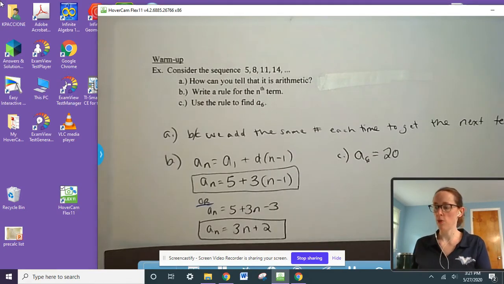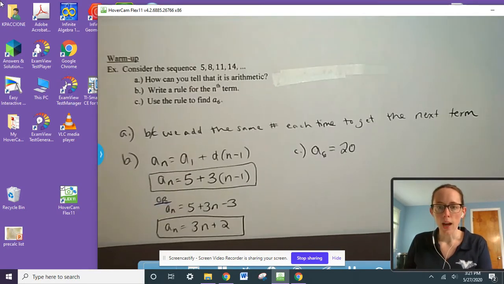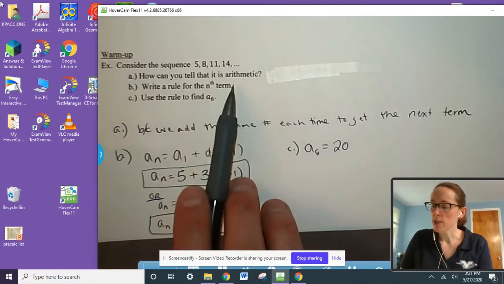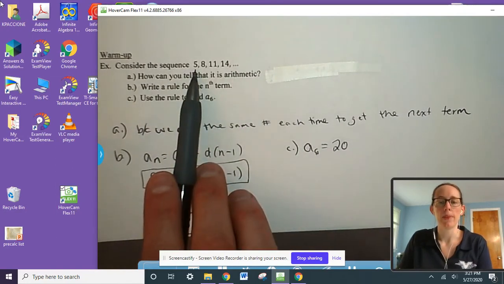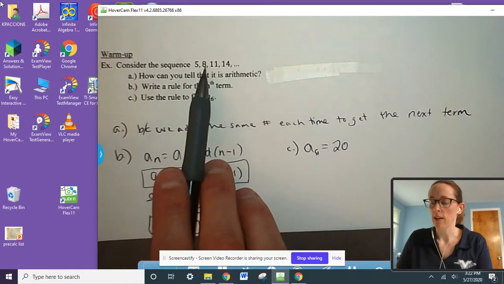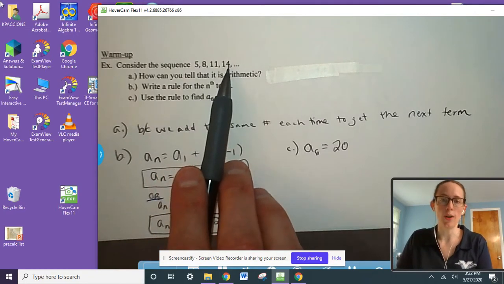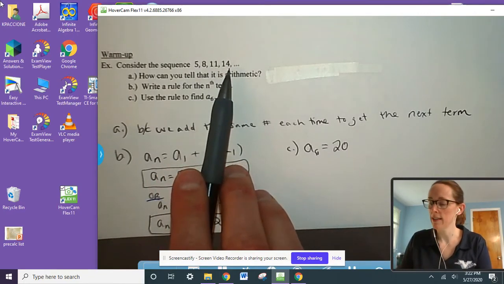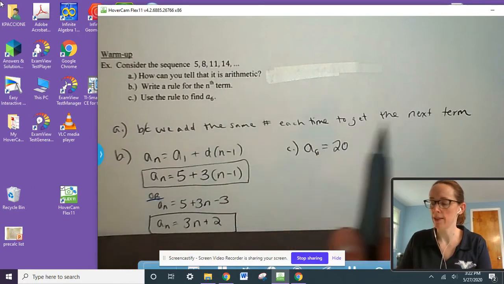Okay, we can tell this is arithmetic because we're adding the same number every single time. We're adding 3, adding 3, adding 3. The next term would be 17, then 20, and so on. If you're adding the same number every time, it's an arithmetic sequence.